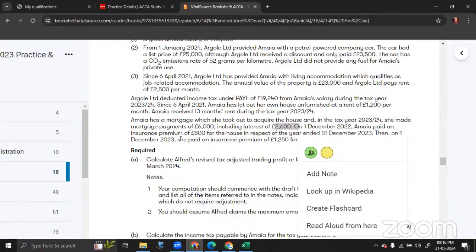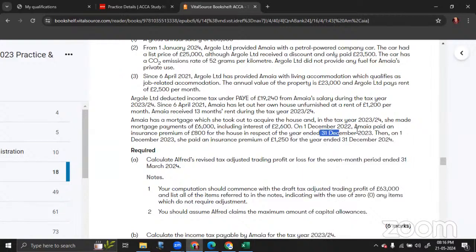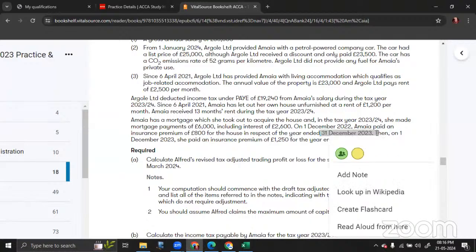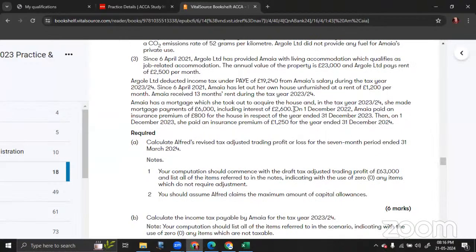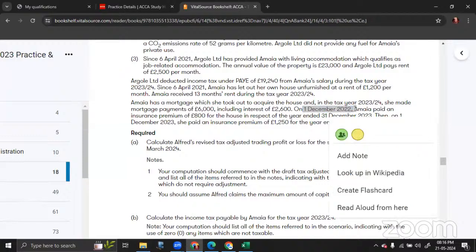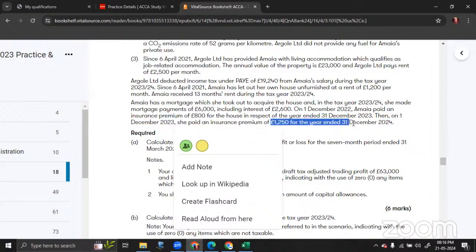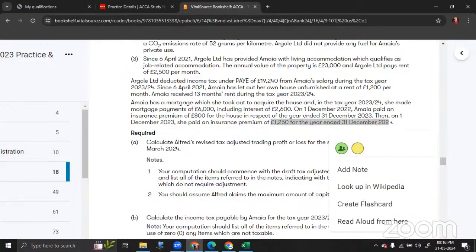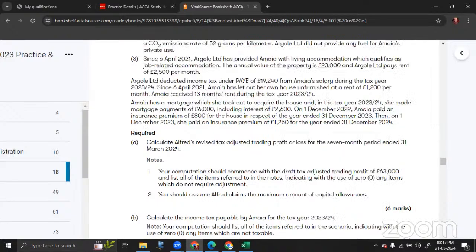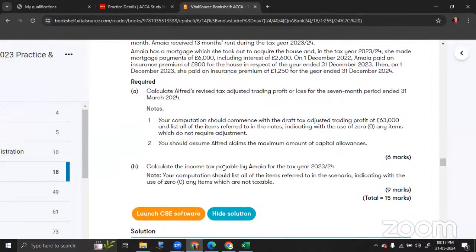AMEA paid an insurance premium of 800 on 31st December 2023. That is our tax year. On 1st December 2022, that is not our tax year. That is the previous tax year. And also again on 1st December 2023, she paid a premium of 1,250, which relates to the next tax year, but that is okay. The payment date is relevant. So you're using cash basis, just check which is the payment date. So you can calculate your income tax payable by AMEA.